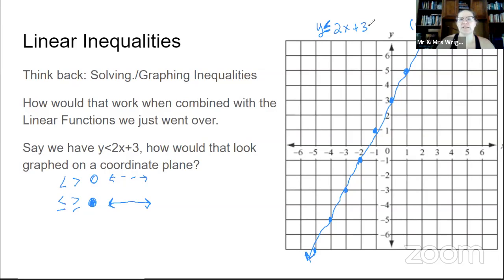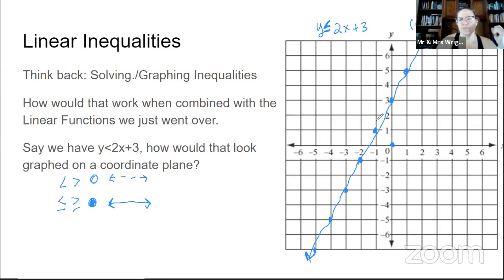Now, in addition to that, we're going to have to graph or shade in half of this graph. So it's either going to be the left side of the graph we're going to have to color in, or the right side. Well, how do we figure that out? We just pick a point. We test it and see. So I'm going to pick this point here, 0, 0.